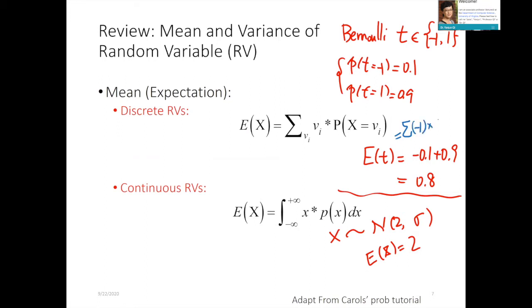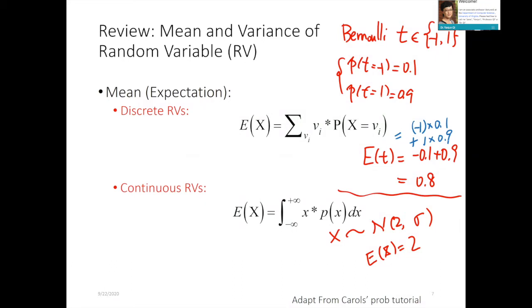So that's the first possible value in this Bernoulli distribution. And then the second possibility is T equals 1, 1 times 0.9. And this is how you get the expected value of this Bernoulli variable, which is 0.8. So this is the discrete case. You can calculate the expectation.